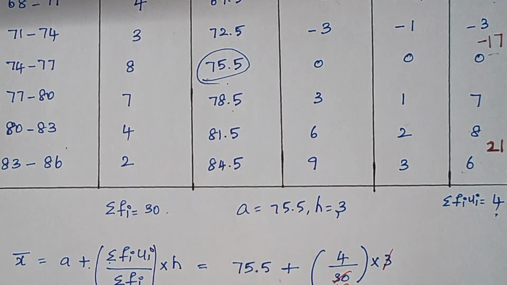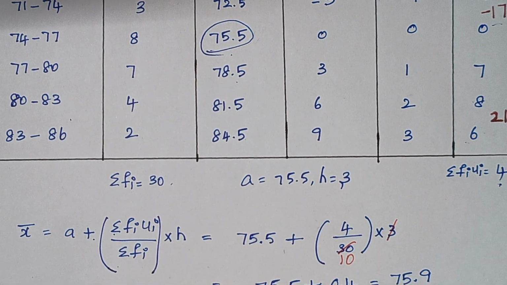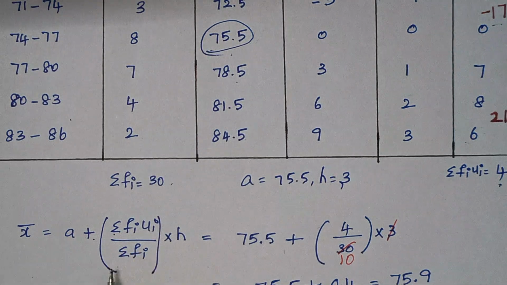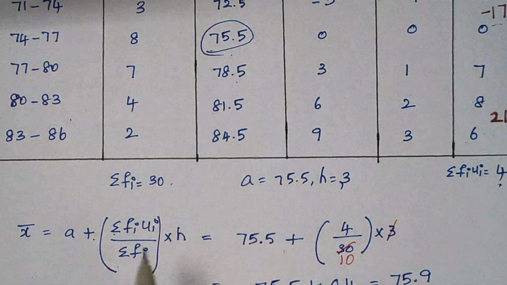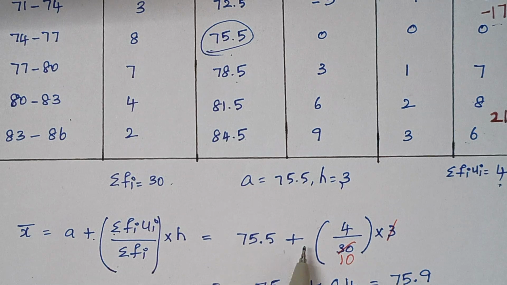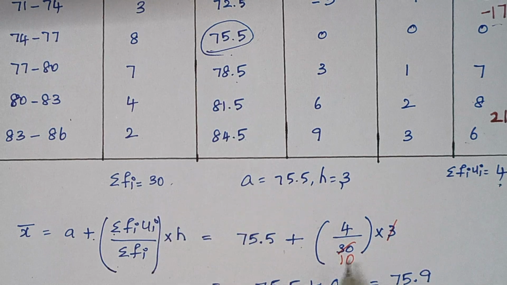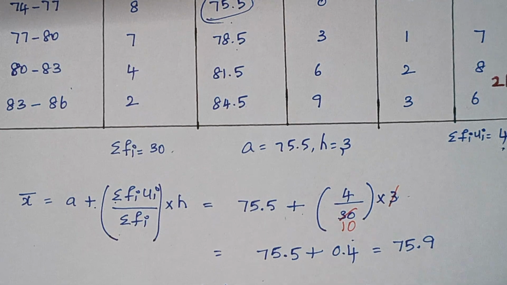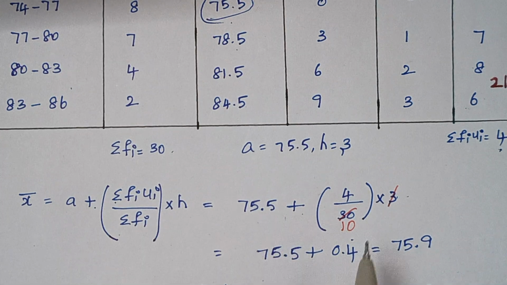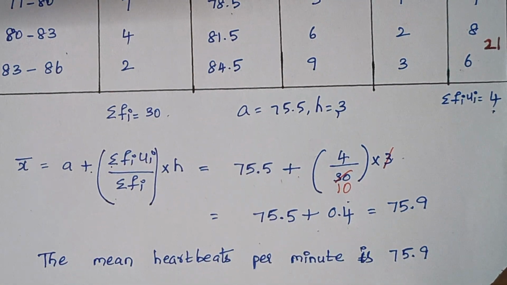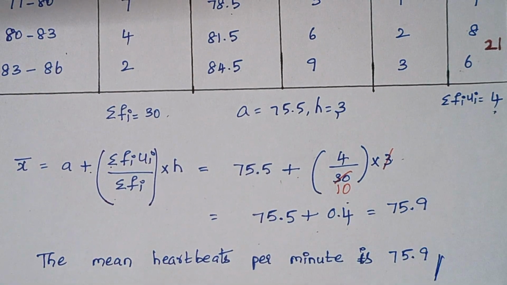So here x bar, the mean value, is a plus summation of fi ui by summation of fi, into h. Here a is 75.5 plus the summation value, which is 4, by 30, into 3. When you simplify, 3 and 30 cancel by 10 times, and 4 by 10 is 0.4. So 75.5 plus 0.4 gives you 75.9, and this is the mean value of heartbeats per minute.